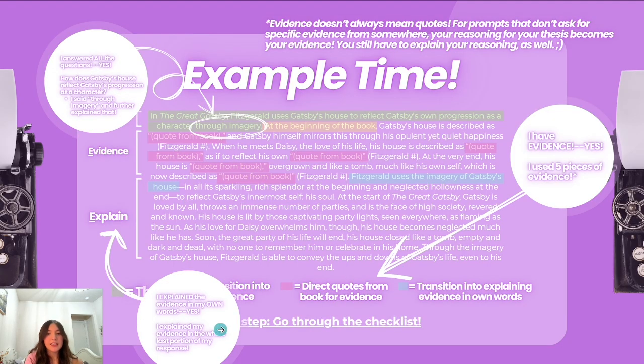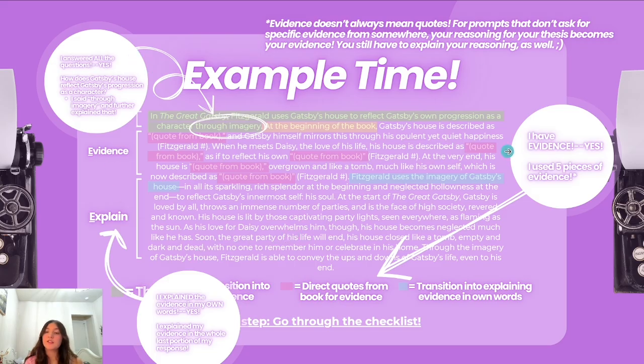The last part is, oh, I got covered. Sorry, the fourth step is to go through the checklist. The first part of the checklist is I answered all the questions, and we can check this off and say yes, because the question we were asked was, how does Gatsby's house reflect Gatsby's progression as a character? And I said through imagery, and further explained that through the rest of my response. So that one is done.